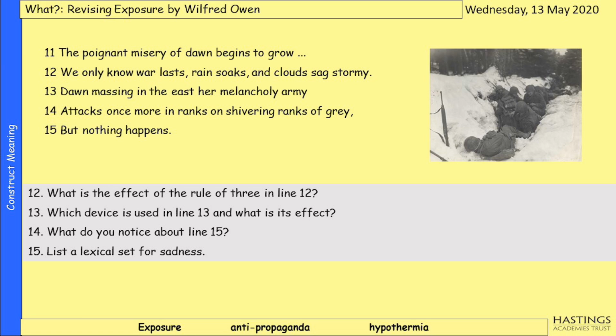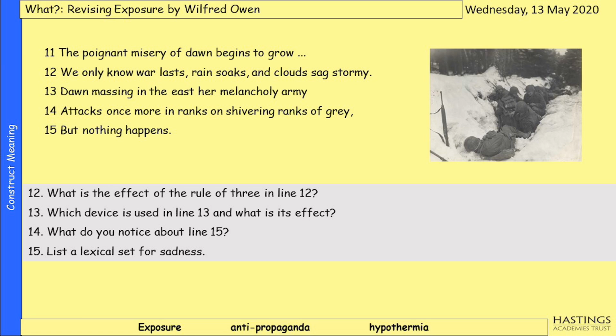Number 12. The rule of 3 in line 12 is "war lasts, rain soaks, and clouds sag stormy". We know that this line creates a sense of discomfort. The "war lasts" bit refers to the fact that the war had been going on for 3 years by this point. He wrote this in 1917, so just a year before the end of the war. So he really at this point must have felt like there was no let up.